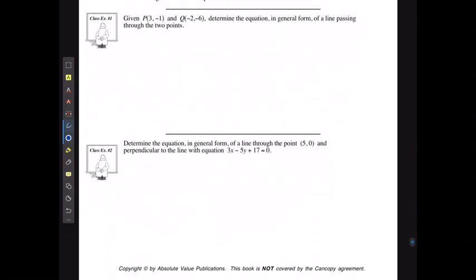So for example 1, it says, given the point P, which is at (3, 1), and Q, which is at (-2, -6), determine the equation in general form of a line passing through the 2 points. Well, as soon as I look at this, I'm going to say I don't have the slope, and above and beyond that, I don't know the y-intercept. Because I do have 2 points, the first thing that I'm going to have to solve, which is usually the case, is I need to figure out what the slope is.